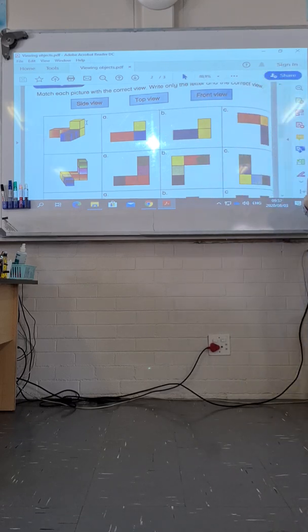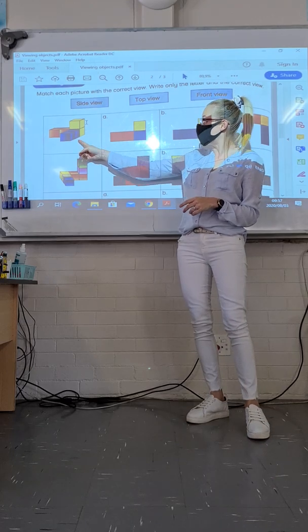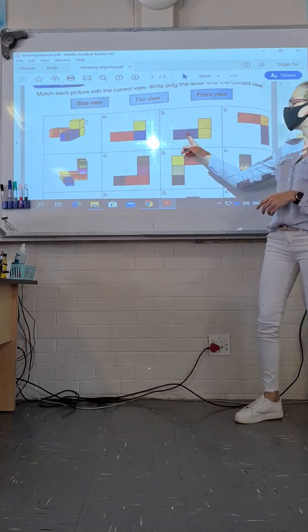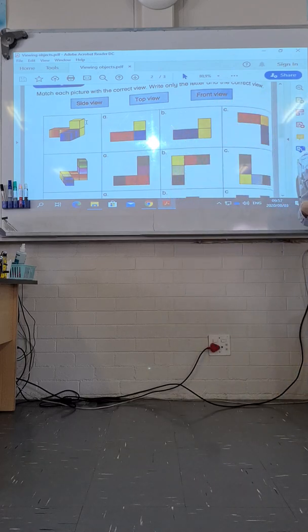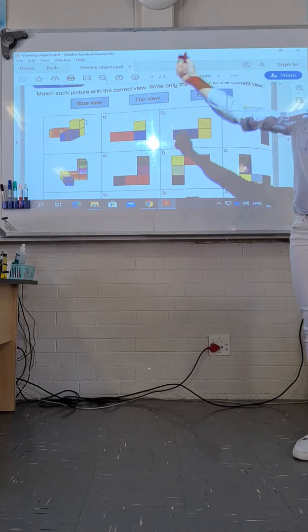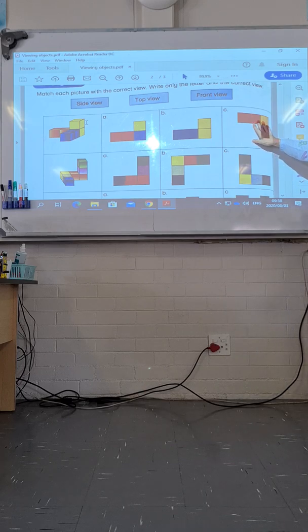Okay, B. Who wants to guess what they think B is? Hannah. I think it's side. You think it's side? If we see down the side, do you agree? What do you see on the side? You would see two blue and two yellow. I agree with Hannah. A tick. Well done.